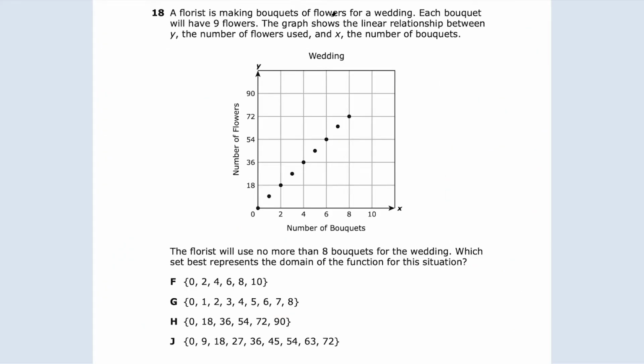Question 18, we have a florist making bouquets of flowers for a wedding, and each bouquet will have 9 flowers. The graph shows the linear relationship between y, the number of flowers used, and x, the number of bouquets. And the florist will use no more than 8 bouquets for the wedding. So this is a really important piece of information. Which set best represents the domain, that's the $1 million phrase right there, of the function for the situation? Just know domain refers to the possible x values. So that's what we need to be focusing on here.